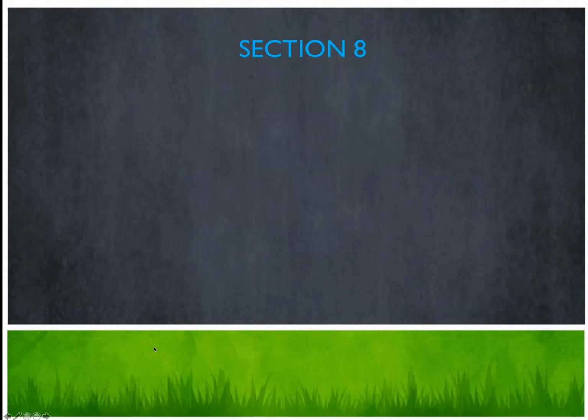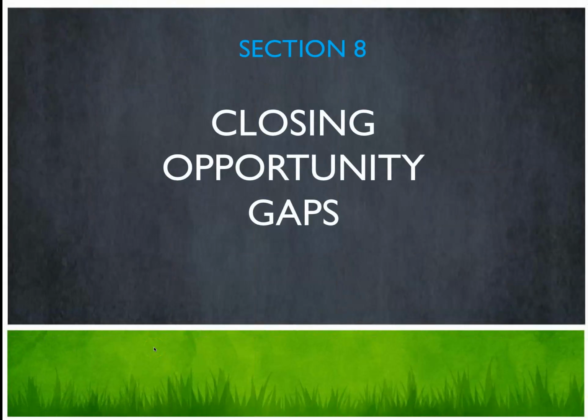And in section 8, this section is on closing opportunity gaps. Sometimes we unintentionally create gaps within our schools, and we have to be able to identify those, uncover it, and then eliminate it.